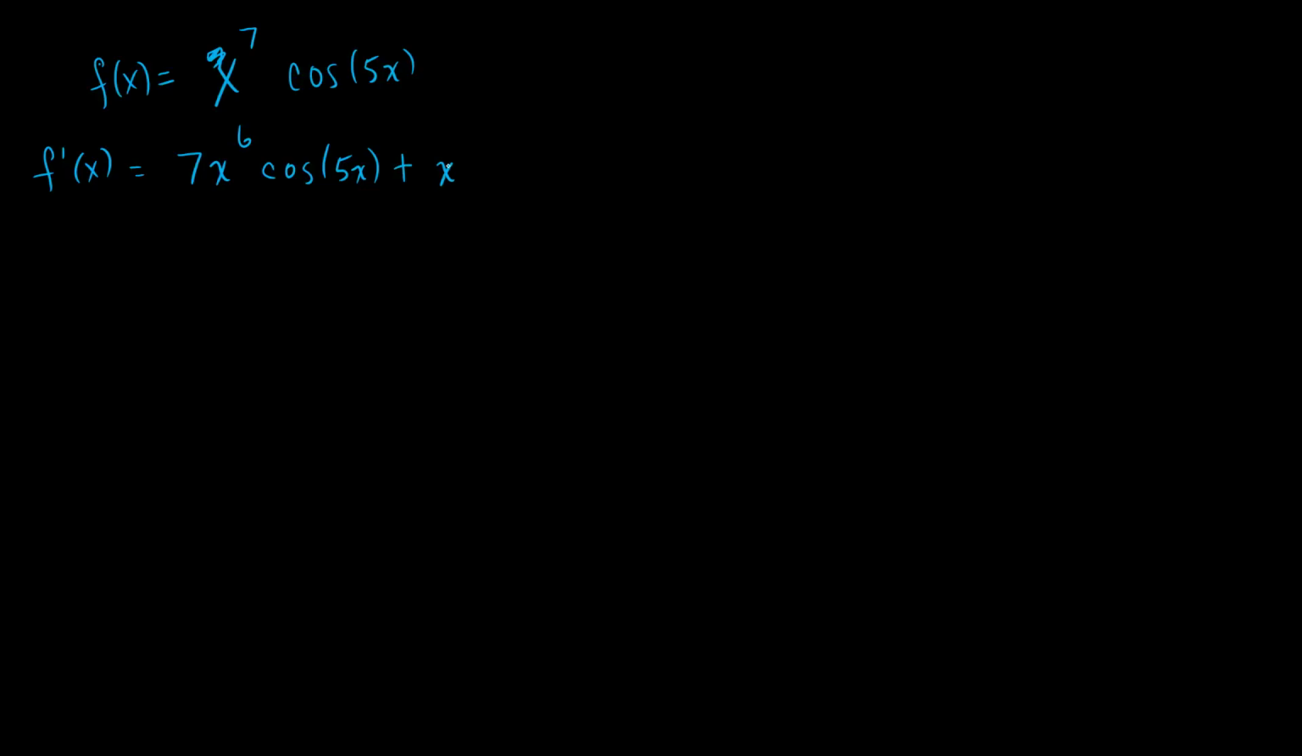Plus leave x to the 7th alone. Take the derivative of cosine of 5x. u equals the inside. y prime equals negative sine of u. u prime equals 5. So negative 5. Oh, you probably noticed, I'm going too fast, those were u's. And so negative 5 sine of 5x.